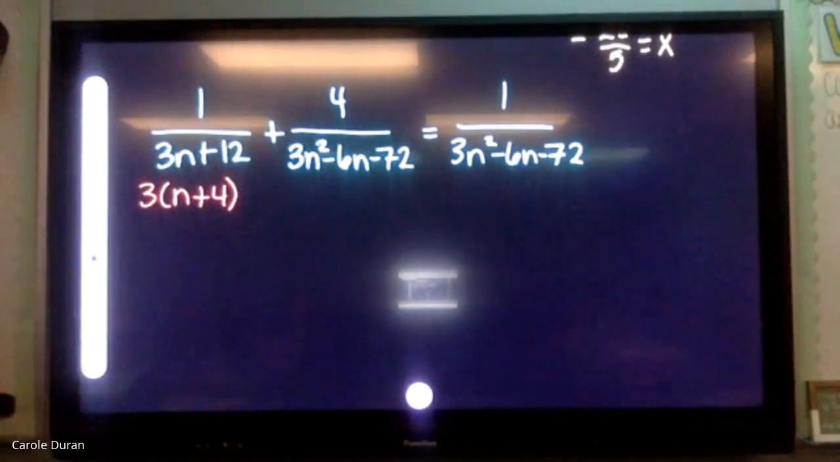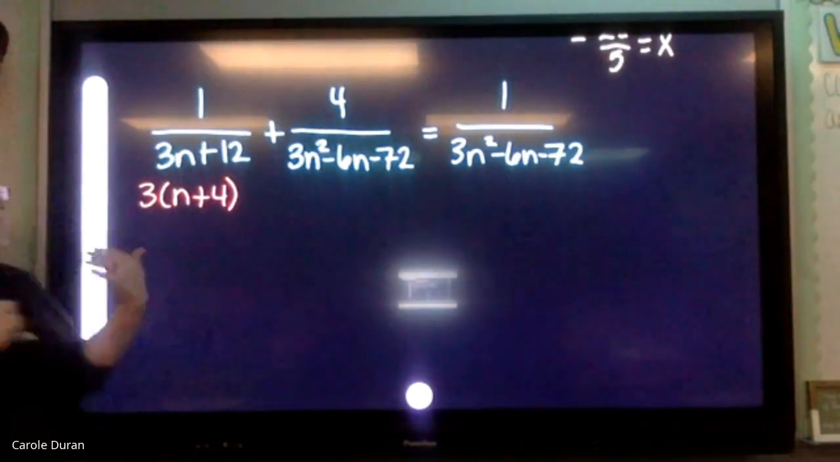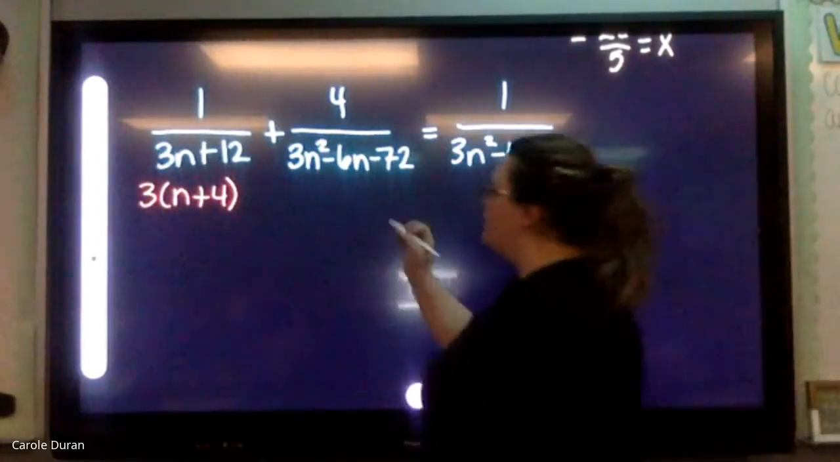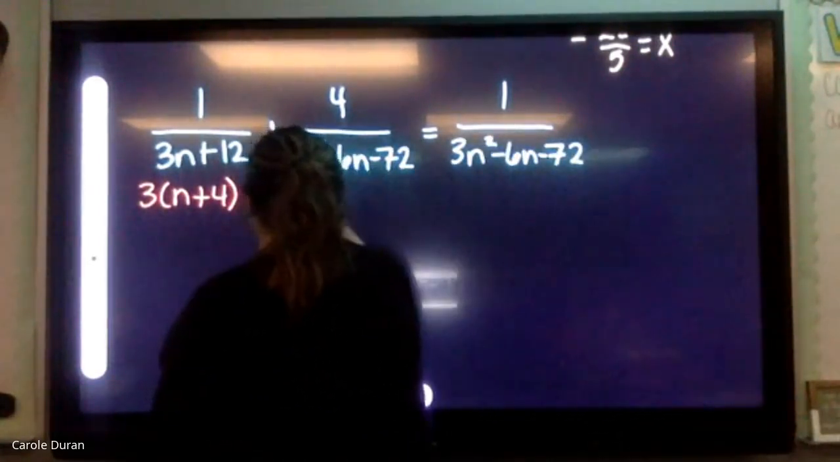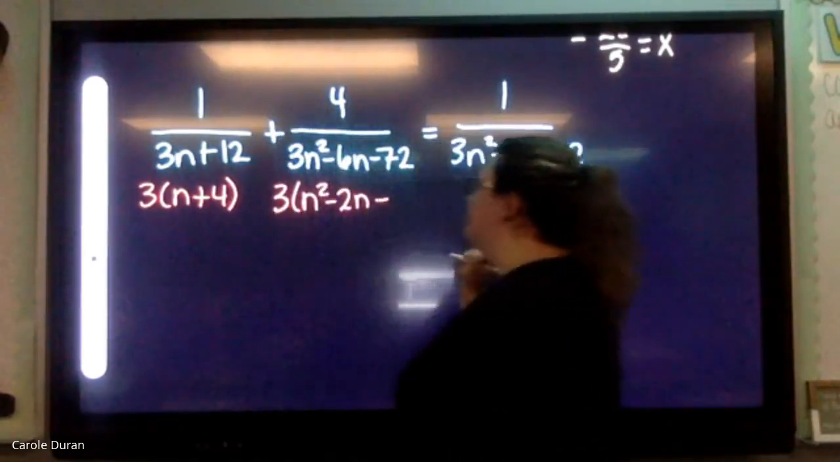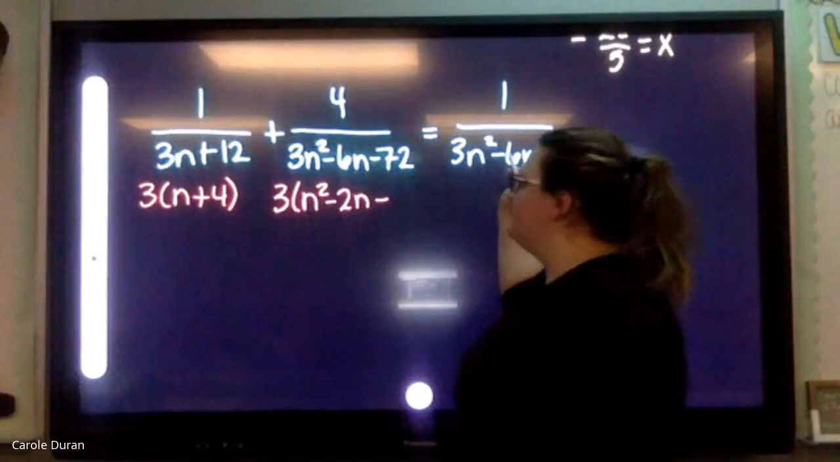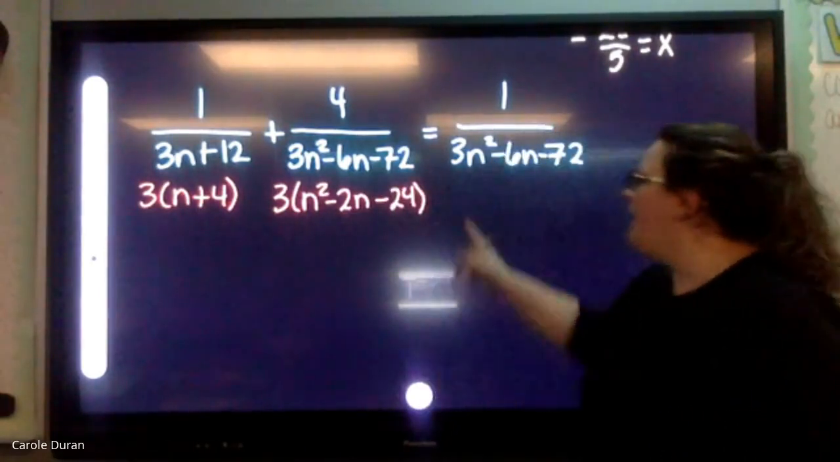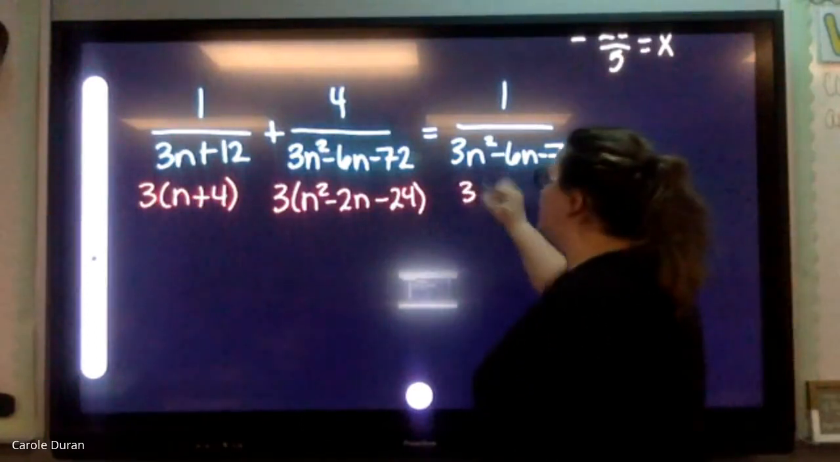We're going to look at the same thing in the second one. I can go ahead and take a 3 out of 3, -6, and -72. And when I do, I'm left with n squared minus 2n minus 24. I also know that this one over here will be exactly the same.